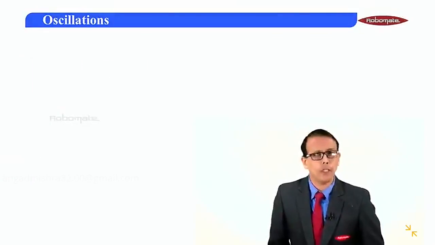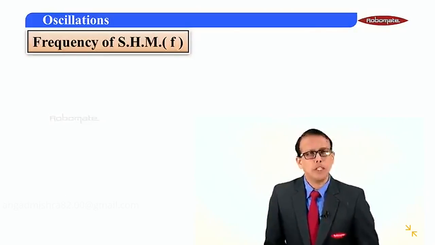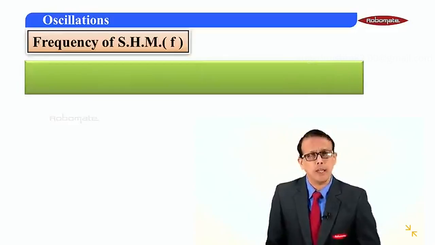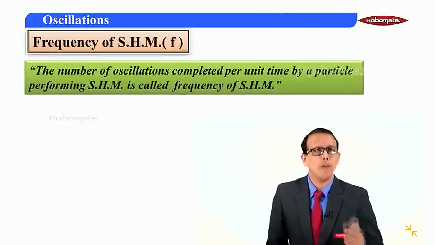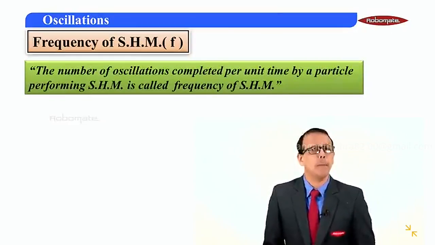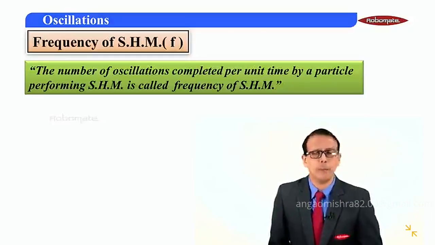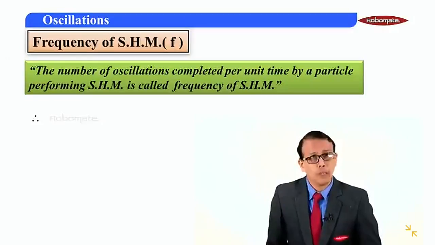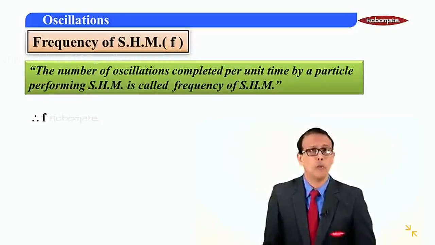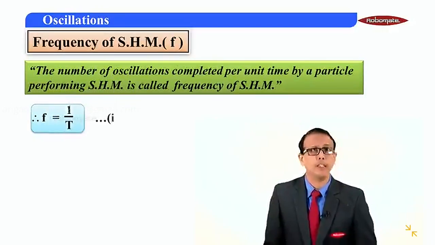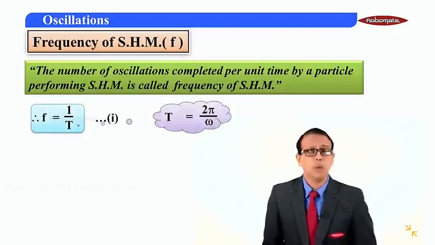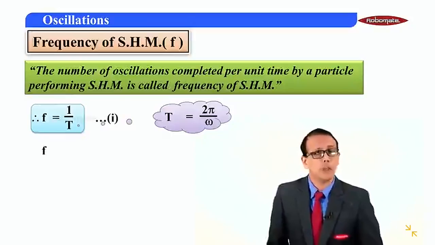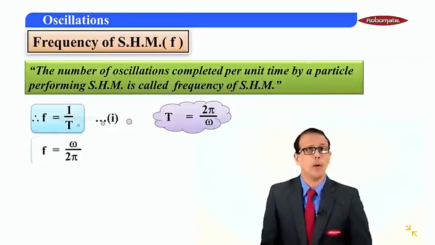Let's move on to frequency, students. Frequency, we know, is the number of oscillations per unit time. So let's define it here once again. Number of oscillations completed per unit time by a particle performing SHM is called frequency of SHM. As we know, frequency is reciprocal of time period. So one formula we know already, it is f equals 1 upon T. T is 2 pi by omega. Therefore, if I substitute it here, formula for frequency also becomes omega upon 2 pi.